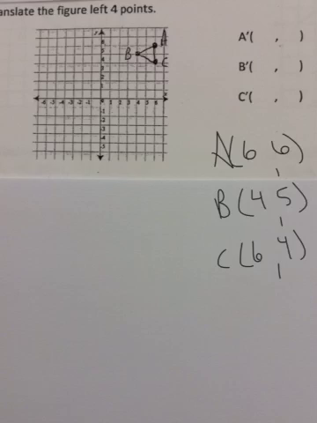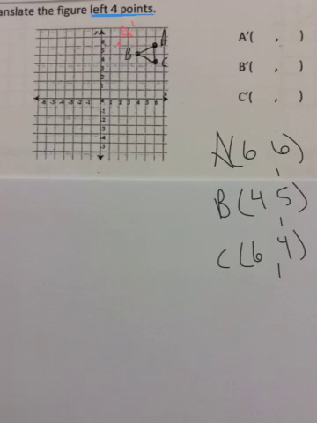So let's go to our direction. Our direction says to translate it left 4 points. So I'm going to start with point A, and I'm going left 4. So 1, 2, 3, 4. So that's going to put me right here. That was point A, so I'm going to call that A prime.